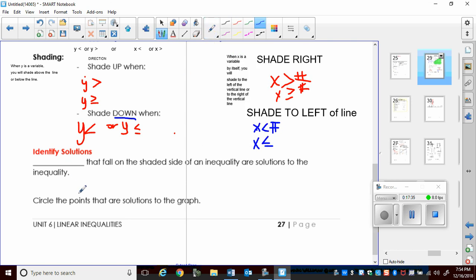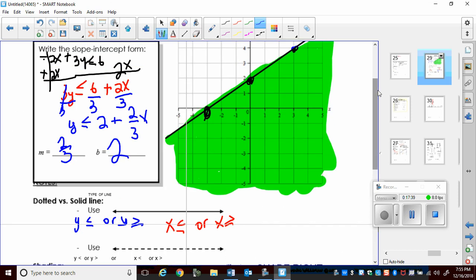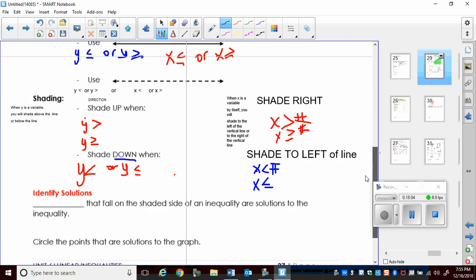So what we use these inequalities for is to identify solutions. All of my solutions fall either on this line, because it's equal to, or somewhere in the shaded area. So that's a solution right there. 1, 1 is a solution. That point meets the requirement of being less than this line.